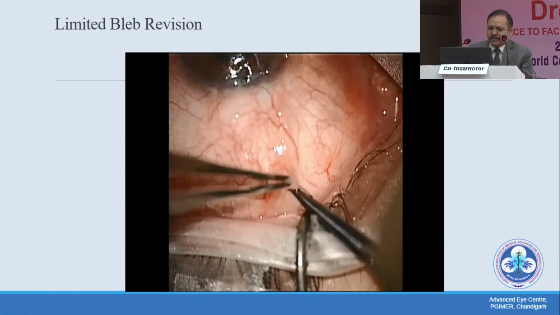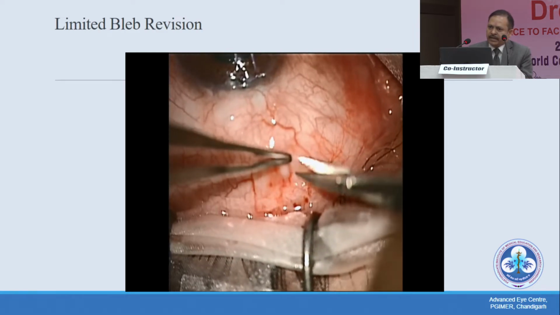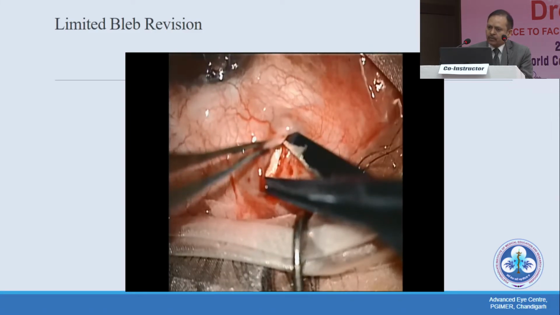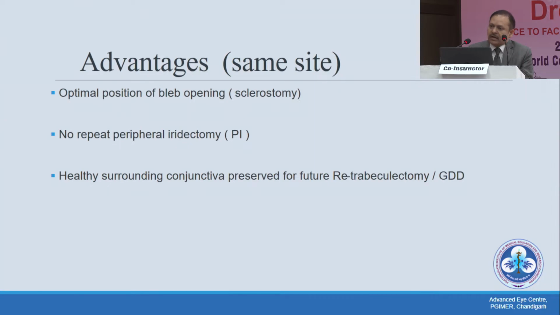This is the limited bleb dissection, as Dr. Pandav has already highlighted, and the incision is similar in total bleb revision also. The only thing is that it is of a larger horizontal extent. Advantages of same site revisions are that the optimal position of the bleb opening is there, and we are using the same PI site, and we are leaving the healthy surrounding conjunctiva preserved for any future surgery.